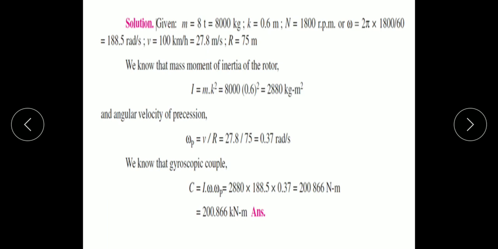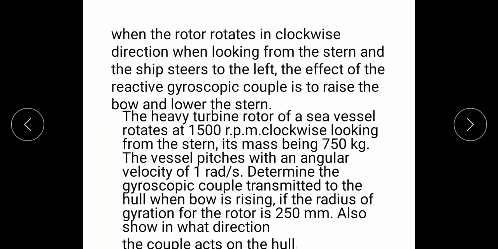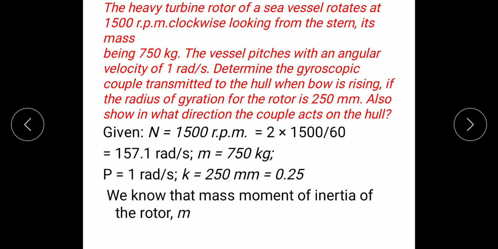Next, what we have to find out: determine gyroscopic couple of the ship and its effect. Okay, next, when the rotor rotates in clockwise direction when looking from stern and the ship steers to the left, the effect of the reactive gyroscopic couple is to raise the bow and lower the stern. So that is the effect on the ship. Okay, next, I am repeating this problem in the next slide, let us see here.